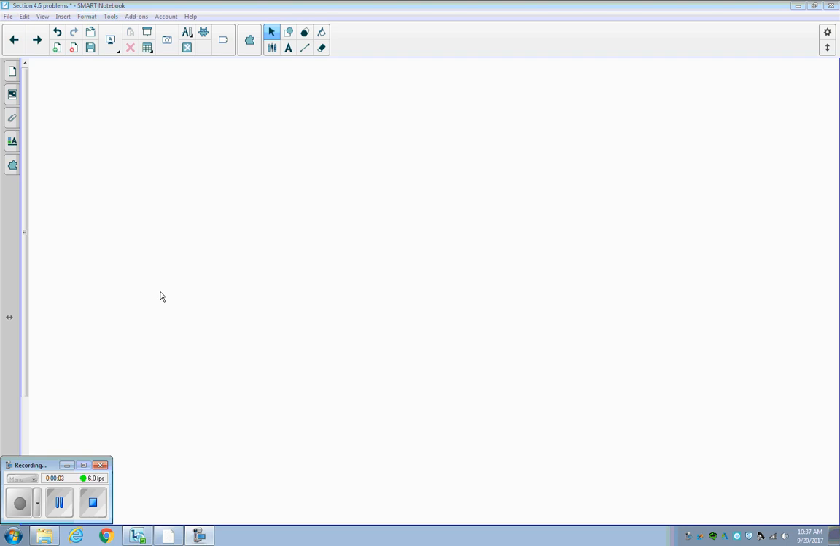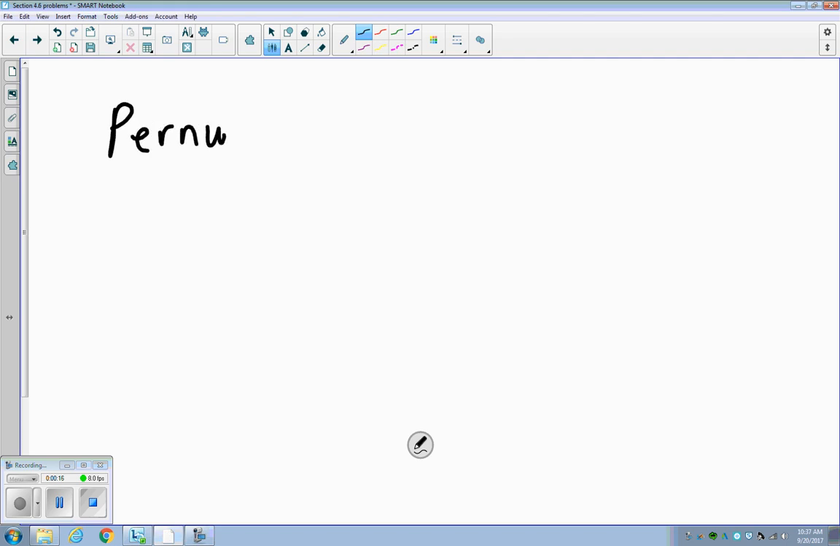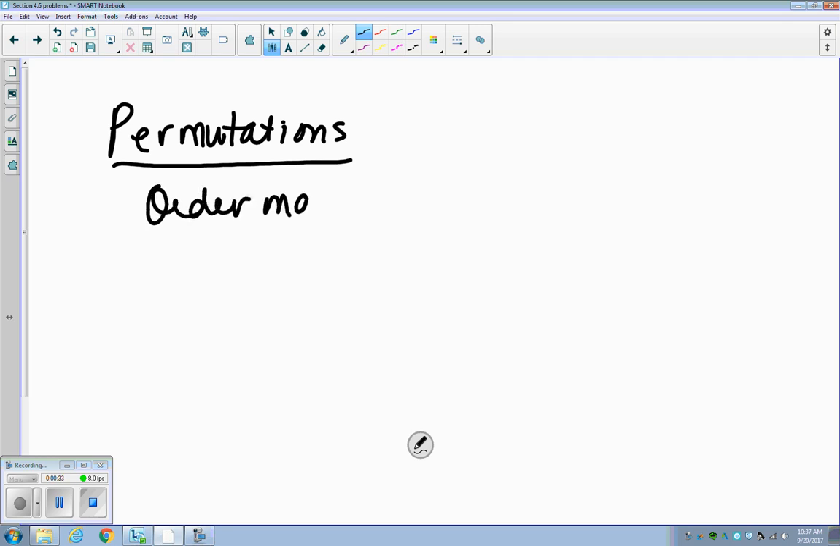Okay, so let's talk about those three different counting rules. One is what we call permutations. Permutations, again, is when order matters. Order matters. Okay?